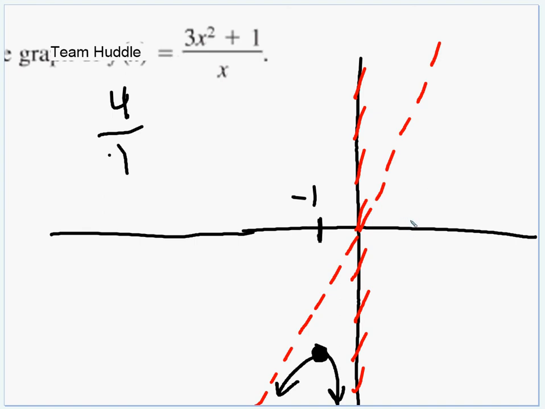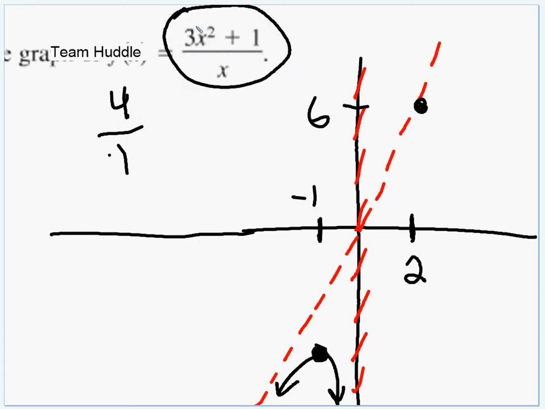Let's put in a +2. If I put 2 into my slant asymptote, that would make this point a 6, because my slant asymptote was 3 times x. Let's put 2 into this function and see what comes out. 2 squared is 4, times 3 is 12, plus 1 is 13. 13 over x is 2, so that's 6.5. So I know I'm going to be above 6. I'm going to be somewhere up here. And that means my graph is going to kind of be like a parabola in that V-shaped part of that graph. No x-intercepts, no y-intercepts.